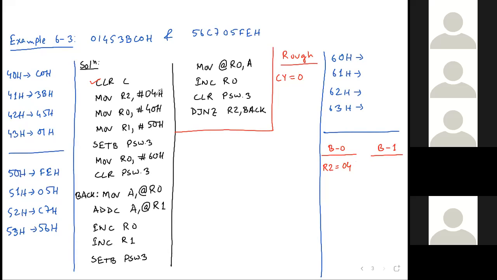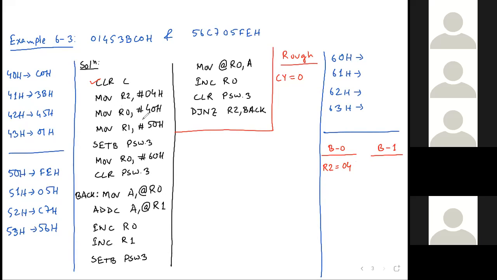Because 4 numbers. Yes. Exactly. 4 numbers, or we can say 4 byte numbers, right? So we have got 4 byte numbers. So that's why R2 will become the loop control variable. And in each loop, we can add only 1 byte. So in this way, we need to add 4 bytes. That's why the value in R2 is 04. We are done with that.